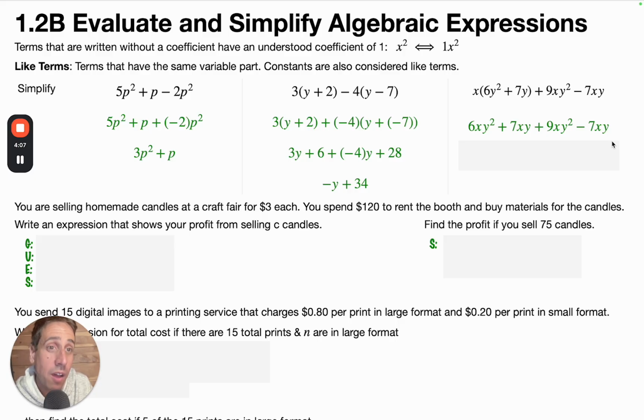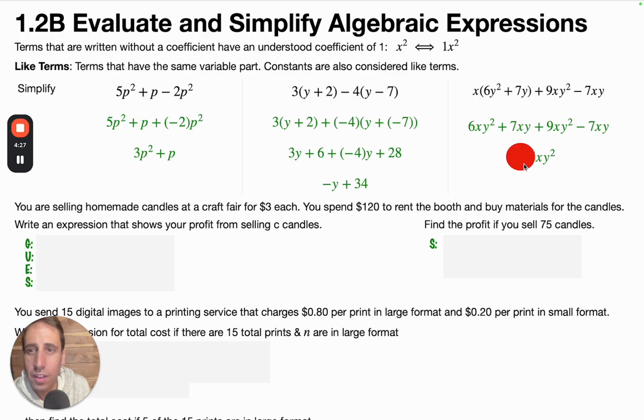All right, so now that I've done that, I can do a better job. I can see what I can actually combine. 7xy minus 7xy turns into 0. And then what is 6xy squared plus 9xy squared? It's going to be one term, and I want you to tell me what it is there.